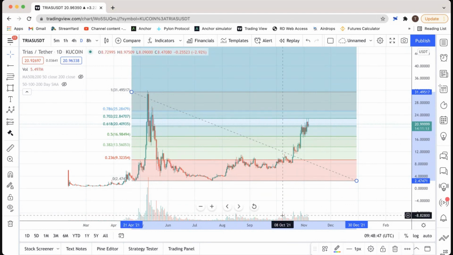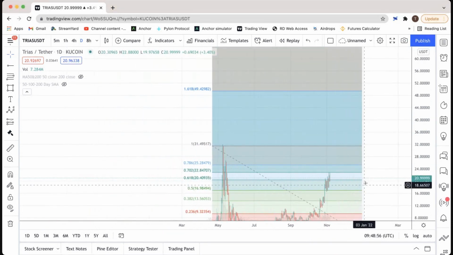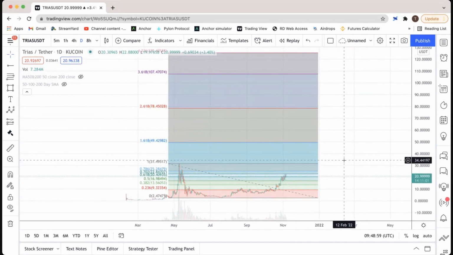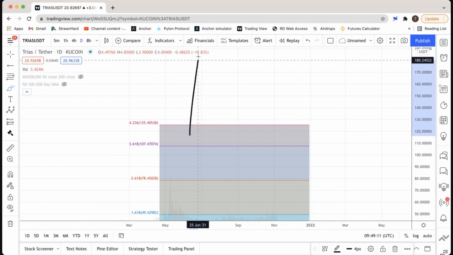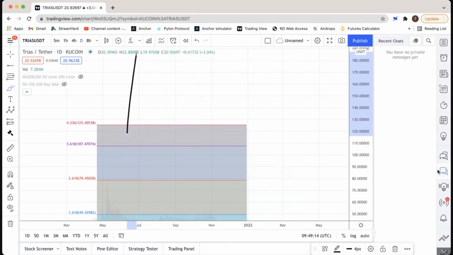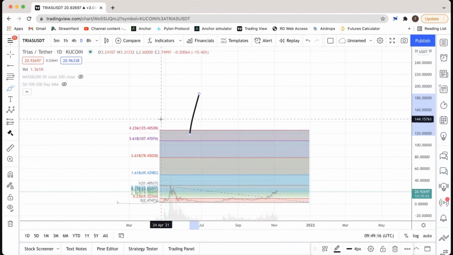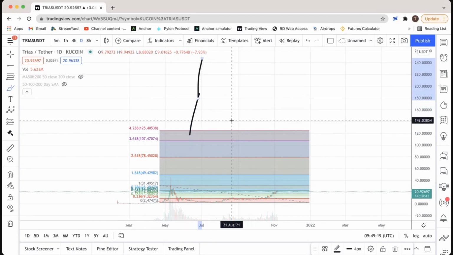Okay, so that's basically going to cover it for my Trias video. Hopefully you guys have learned something, and I'm showing you guys exactly what I expect. Although I get all of those big targets, I understand small circulating supply, etc. I'm one of those people that will follow what the chart tells me until I'm told otherwise. So if Trias ends up breaking the 4.236 extension and just keeps going and going and going, then cool, I was wrong about that being the final target. But until that time comes, we will assess it again.